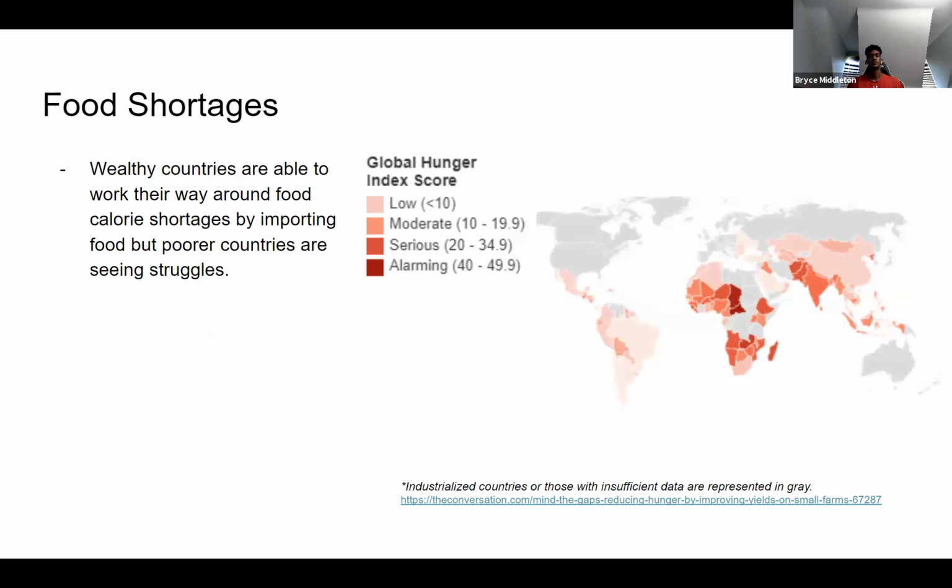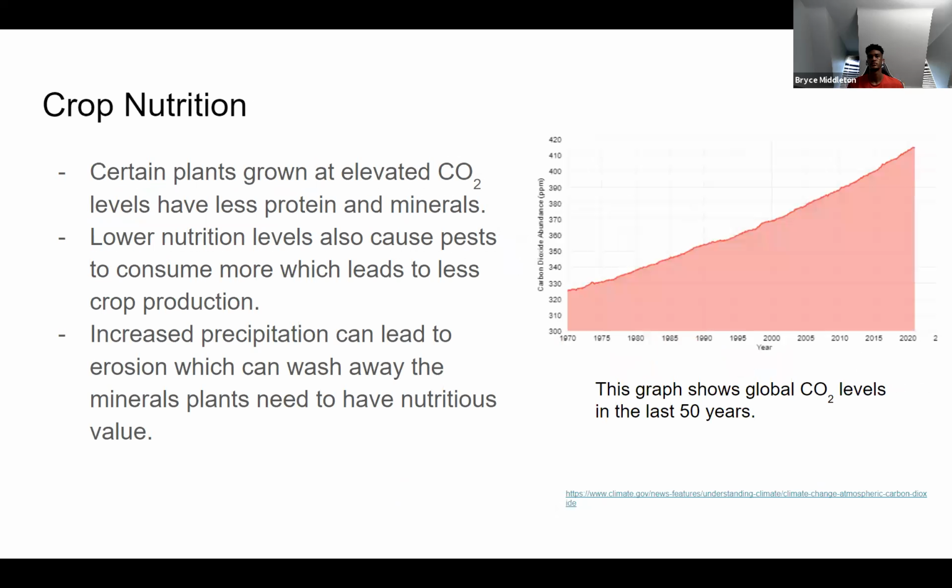And there are also food shortages as a result of this. And as we can see in the charts, industrialized countries or those with insufficient data are represented in gray. So the US, Russia, Canada, Australia, places like that are industrialized, so they weren't taken into account here, even though there are people who are starving and there's hunger there, but it's not enough to compare to places such as the Sahara in Africa and South Africa.